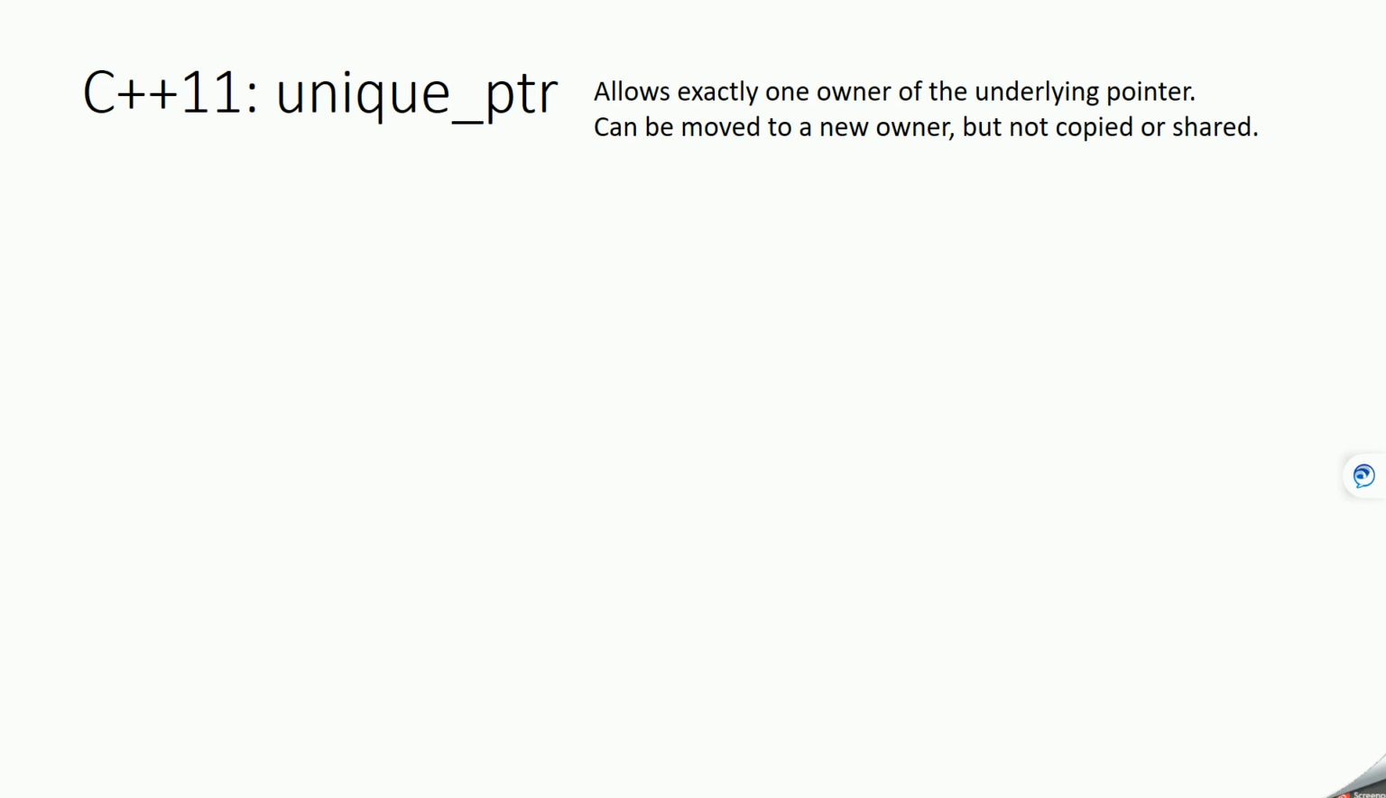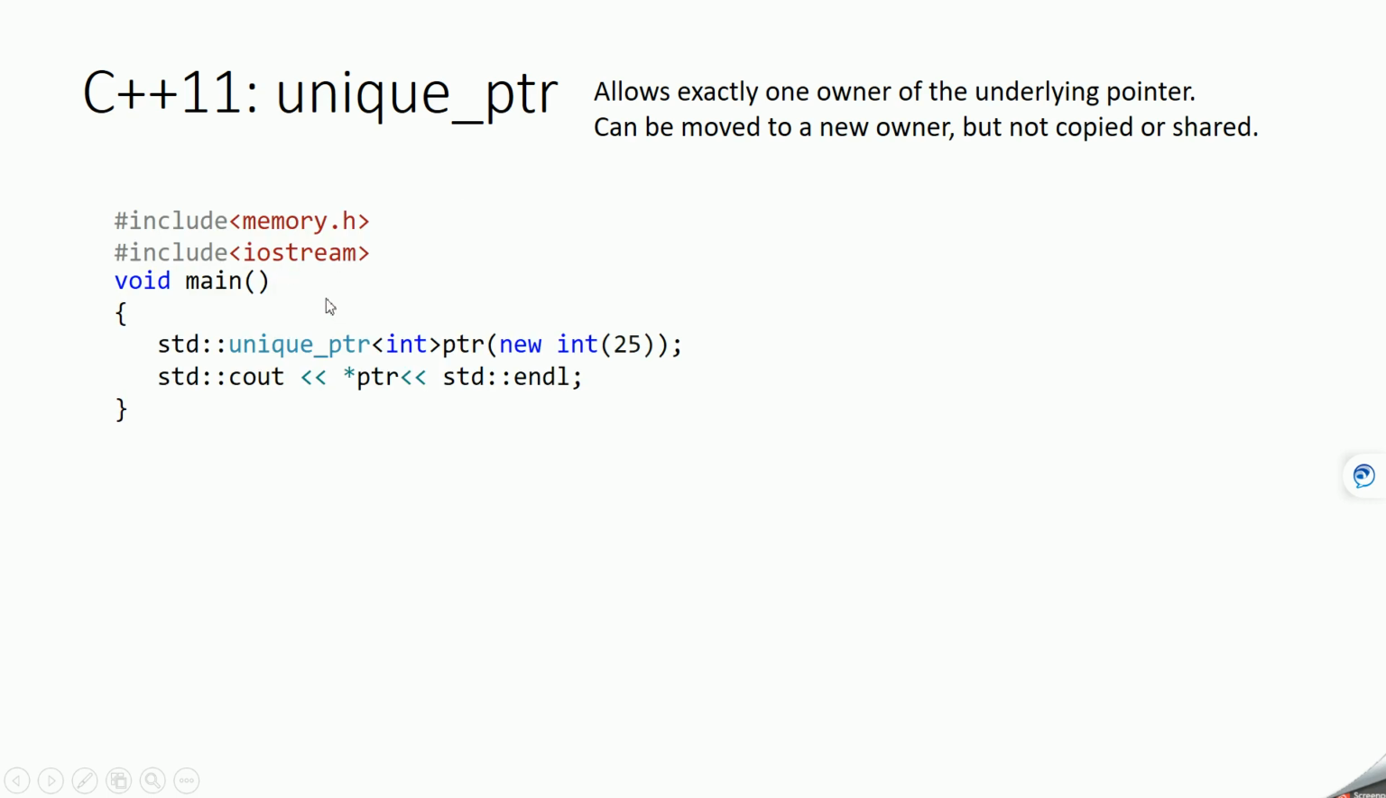In this video, we are going to learn about a smart pointer called unique_ptr, which was introduced in C++11. Let's see an example of how we can create a smart pointer using unique_ptr. First of all, to create a smart pointer, we have to include a header file called memory.h, and in this example we are creating a smart pointer of type integer.